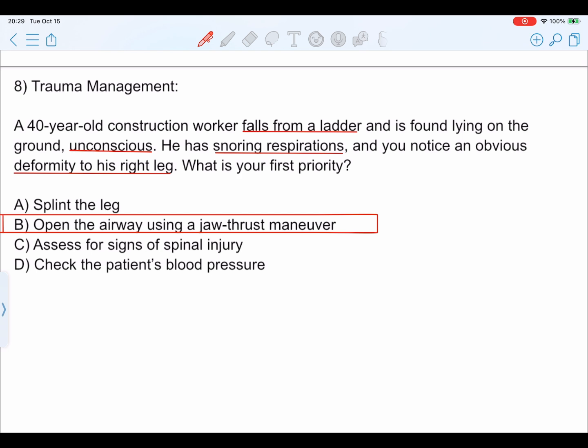So, going down list by list, splint the leg. Which is more life-threatening, not being able to breathe properly or having a broken leg? It's going to be not being able to breathe properly. So, splinting that leg is not going to be our first priority.